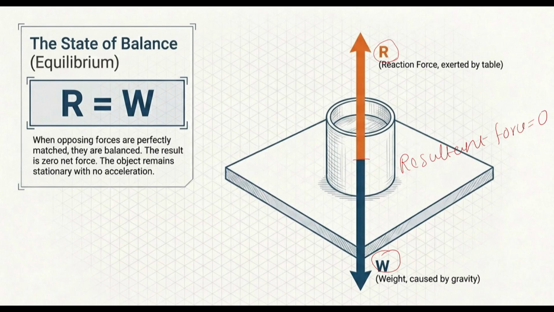According to Newton's first law, when the net force is equal to 0, an object remains at rest or continues moving at a constant velocity. Buildings, bridges, furniture and stationary vehicles all rely on this principle. Here R is equal to W. When opposite forces are perfectly matched, they are balanced and the resultant is 0, right? The net force will be 0, which means the object remains stationary with no acceleration.